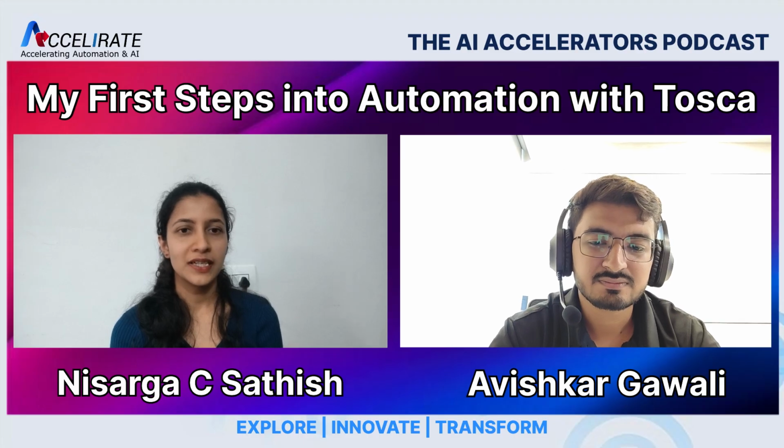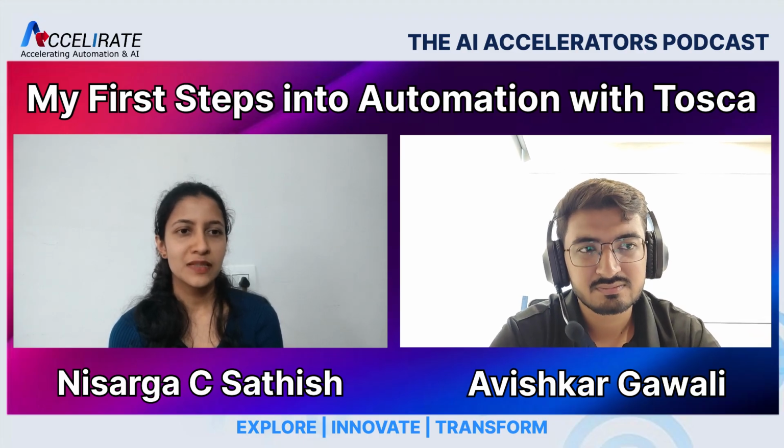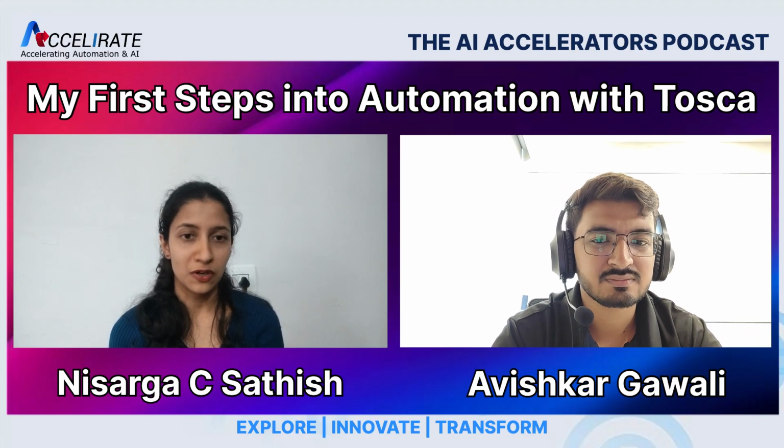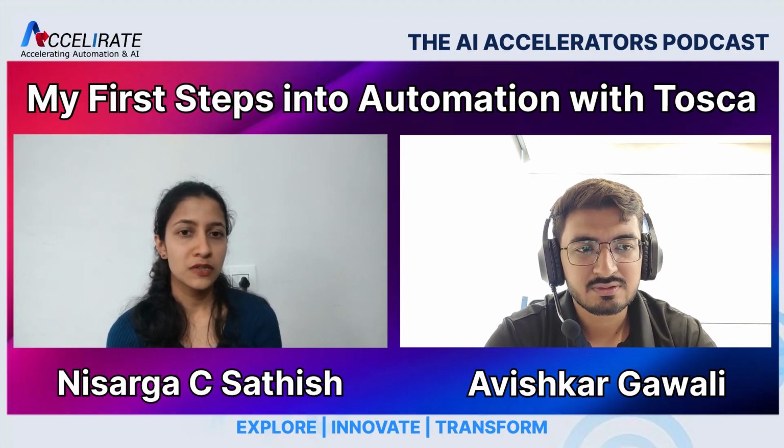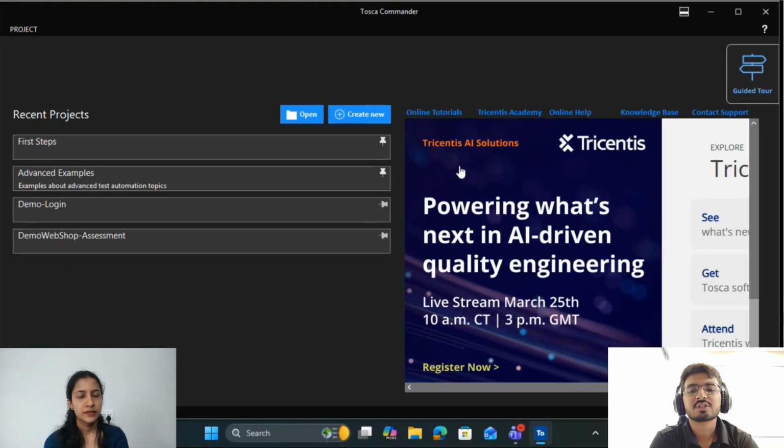Now, before we dive into your journey, some of our listeners might not be very familiar with Tosca at all. So, can you give us a quick picture of what it actually is and maybe walk us through a simple example of how Tosca works? Yeah, sure. Tosca is a model-based test automation tool developed by Tricentis. It is used to automate functional and regression testing for web, desktop, mobile, and API applications. Tosca follows a scriptless approach, so the automation is done without writing code.